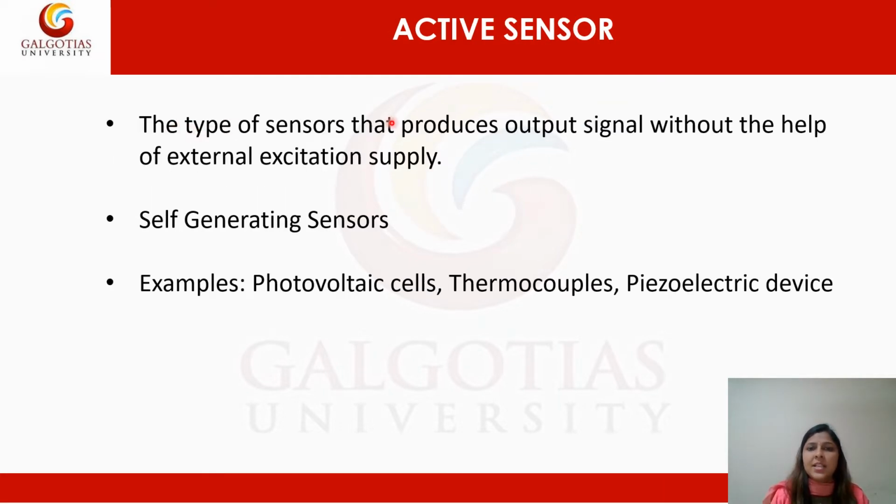Active sensors. These sensors produce an output signal without any external power supply. So we do not need any external excitation supply for their working. That's why we also call them self-generating sensors, and examples are thermocouples, piezoelectric devices, photovoltaic cells.